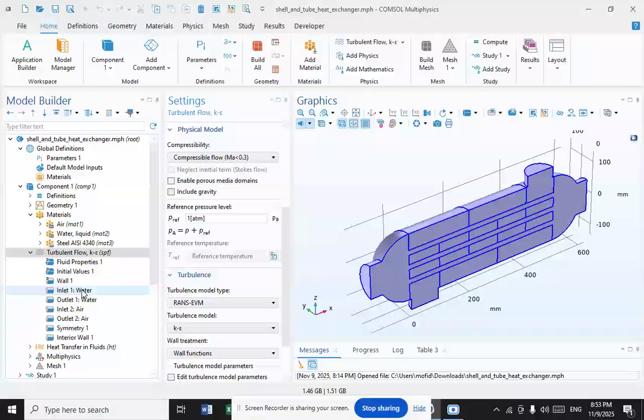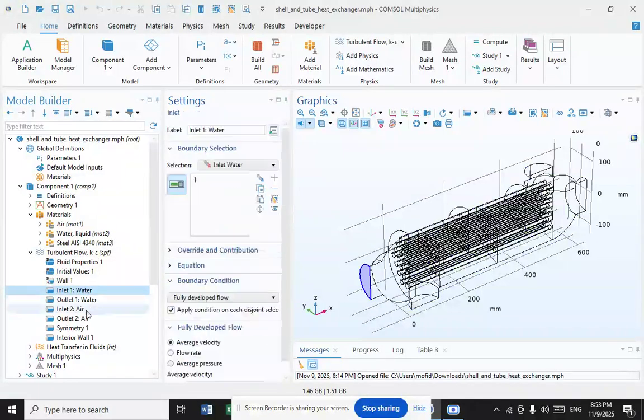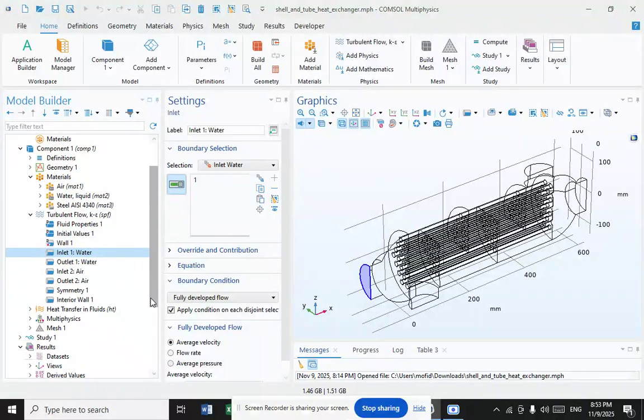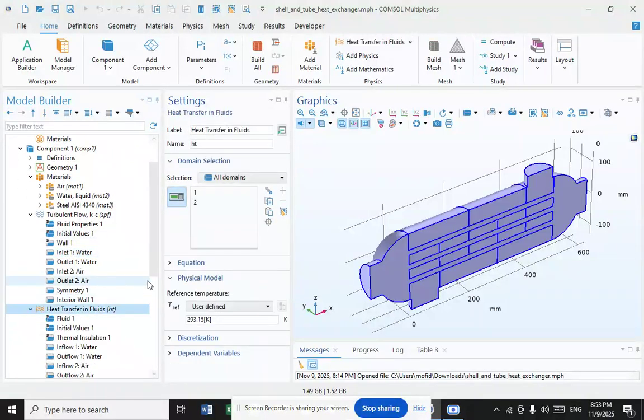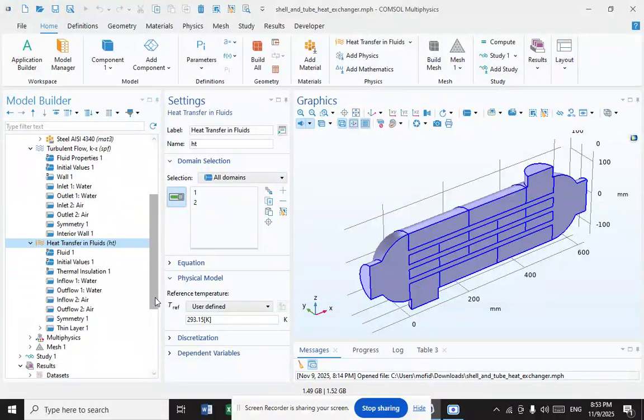We have an inlet for water, an outlet for water, and also an inlet and outlet for air. There is a symmetry and interior walls. The next is heat transfer in fluids. You can see again inlet and outlet for water and air. And we have a multiphysics coupling for non-isothermal flow.